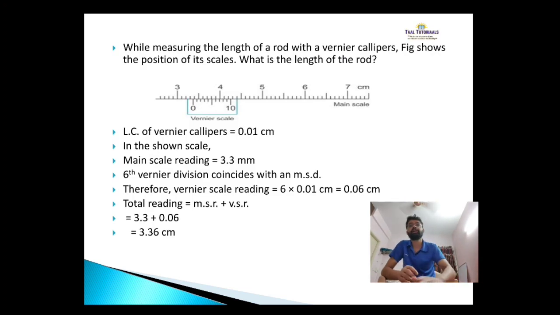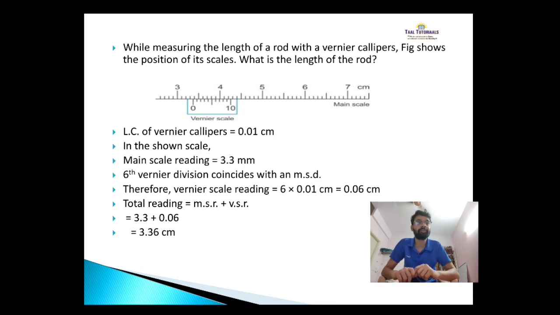While measuring the length of the rod with a vernier caliper, the figure shows the position of its scale. What is the length of the rod? See, least count, again we know, is 0.01 centimeter. In the scale, you will find that the zero starts after 3.3. So, main scale reading will be 3.3 millimeter. Please try to understand where it starts.